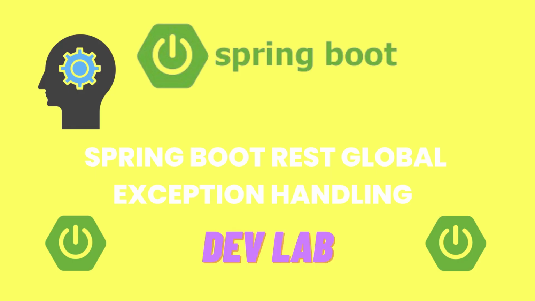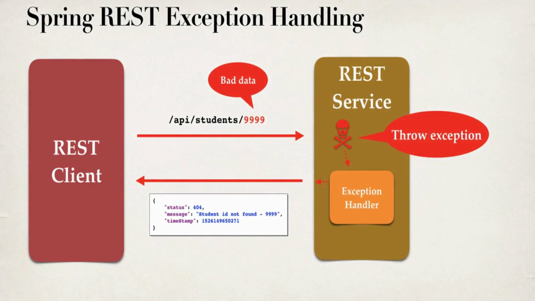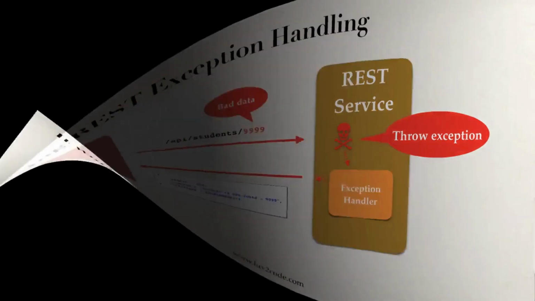In this video, we're going to cover Spring REST global exception handling. Now, in the previous videos, we added code for exception handling. So we had bad data coming across, we had our REST service that would throw an exception, and then inside of that REST service, we had an exception handler that will actually pass back the exception as JSON data.